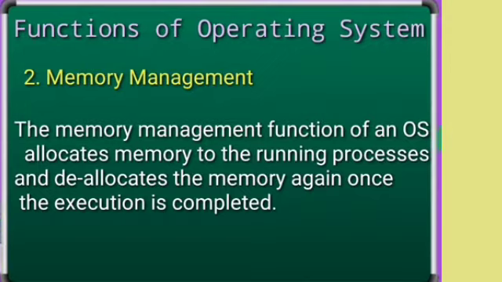For example, how the program which is running in the background should be allocated a particular space in the memory, and then how the deallocation happens. Basically, suppose I have given the computer a task to open MS Word. Now I have double clicked on Microsoft Word.